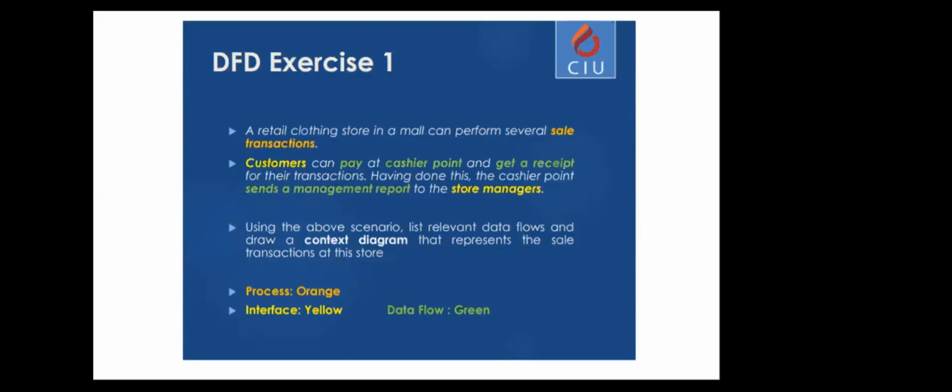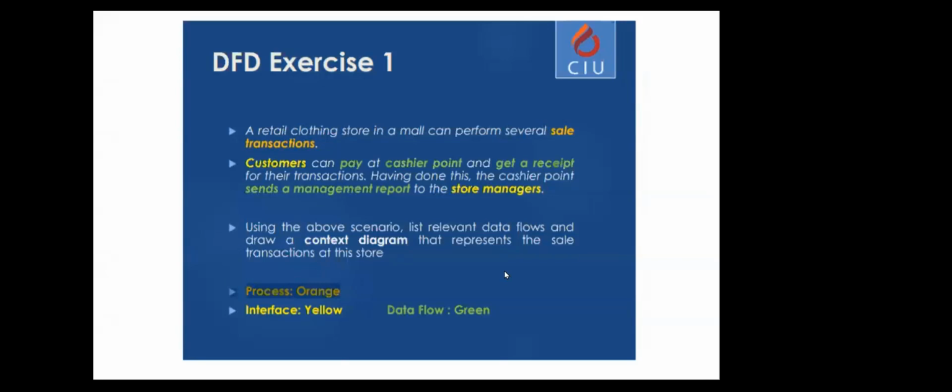So I color coded it so that you can basically tell which one is which. It is very fair and very easy to draw when it is color coded. So when you read the scenario, you can see that several sale transactions can be done, which is a process.